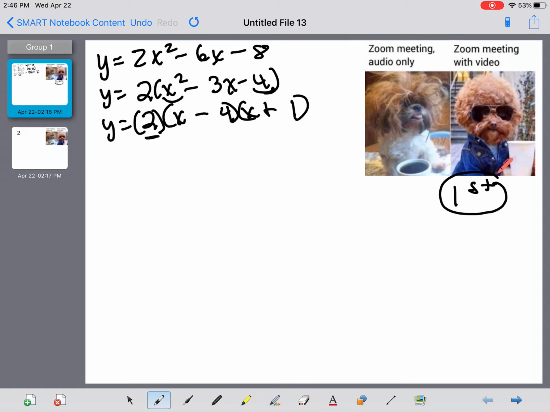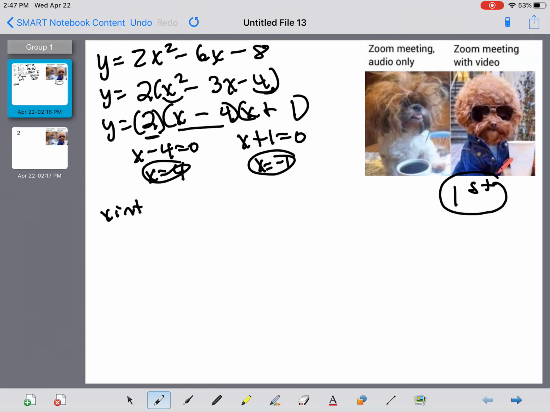2 cannot equal 0. So I set this one equal to 0, and I'll get x equals 4 as one of my x-intercepts, and set this equal to 0, and I'll subtract 1 and get this as one of my x-intercepts. So my x-intercepts are 4, 0, and negative 1, 0.